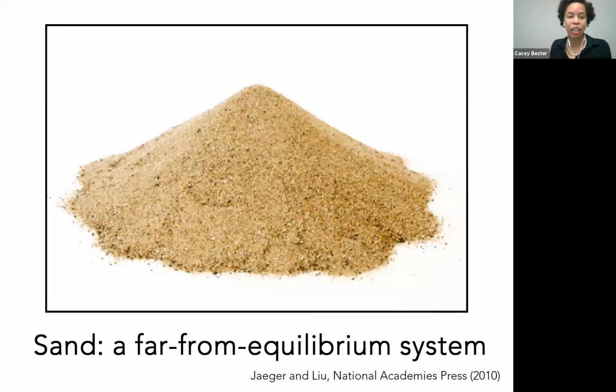So the types of materials that I'm interested in are materials like sand. Sand may seem like a really simple material. A pile of sand would just be thousands of tiny grains that are non-cohesive and have interactions just by contact forces. But sand actually is a really interesting material to study because it serves as a nice prototype for a far from equilibrium material.